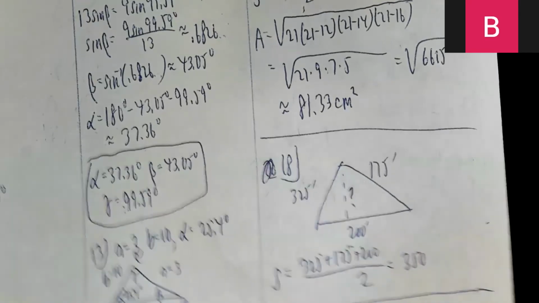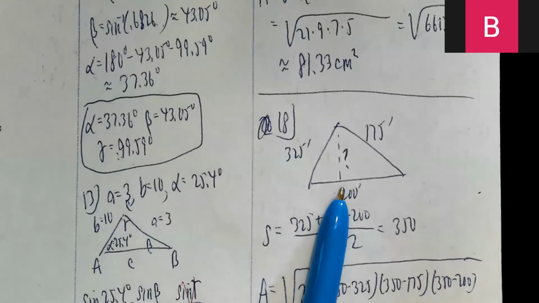Now you might be saying, why don't I just do 1/2 base times height? Well, I don't know the height, right? You can use some trig to figure it out. It's going to be a lot of work. It can be done, but I think it's easier to just go with this.